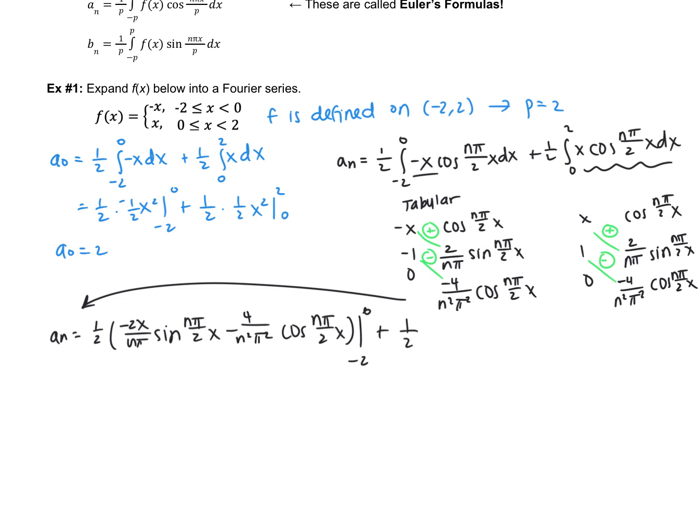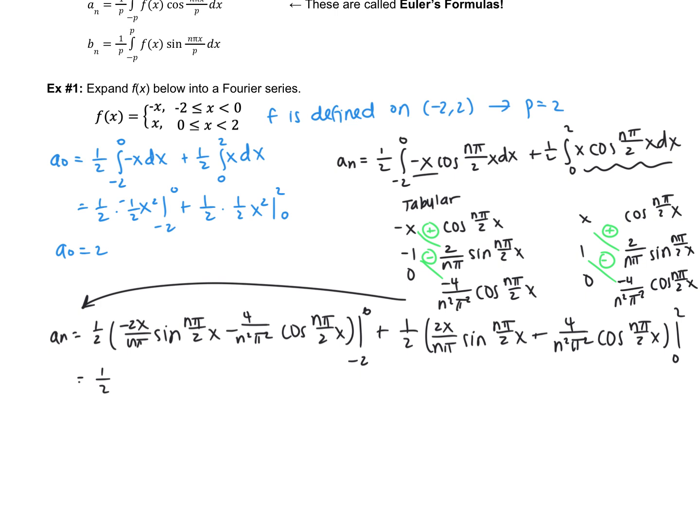And then that second integral will give me 2x over n pi sine of n pi over 2x. Add 4 over n squared pi squared cosine of n pi over 2x. And that is from 0 to 2. Whew. Okay, we've got some evaluating to do. Thankfully, we have some zeros.